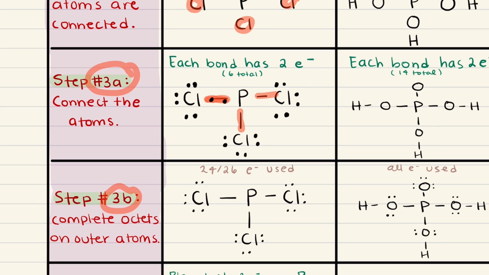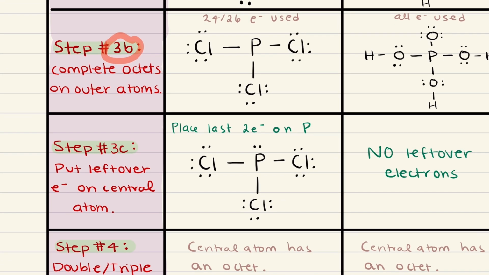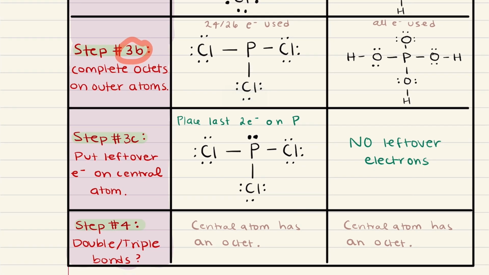Step 3C then is to put any leftover electrons on the central atom and be sure to group them in pairs. We only have 2 more electrons left, so we went ahead and put them on the central atom. All right, so there we have it. Now we have used and placed 26 out of the 26 valence electrons that we had to begin with.